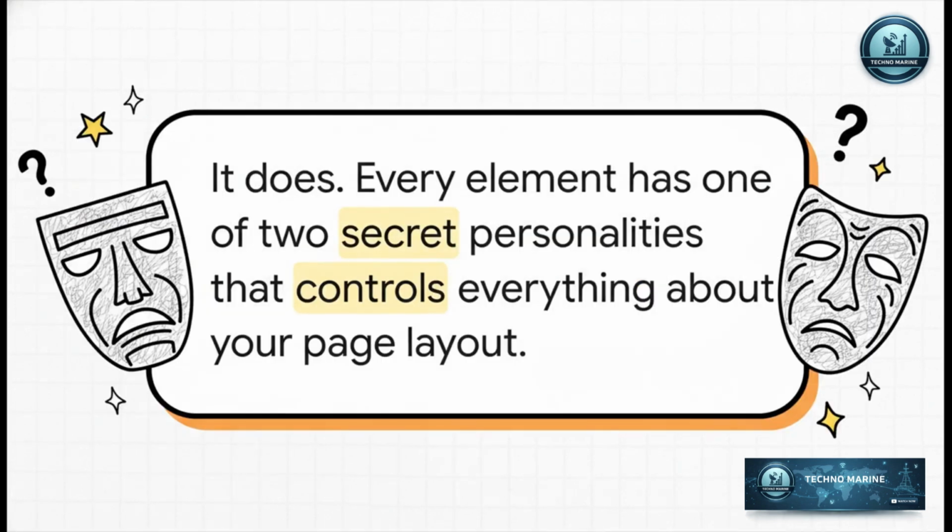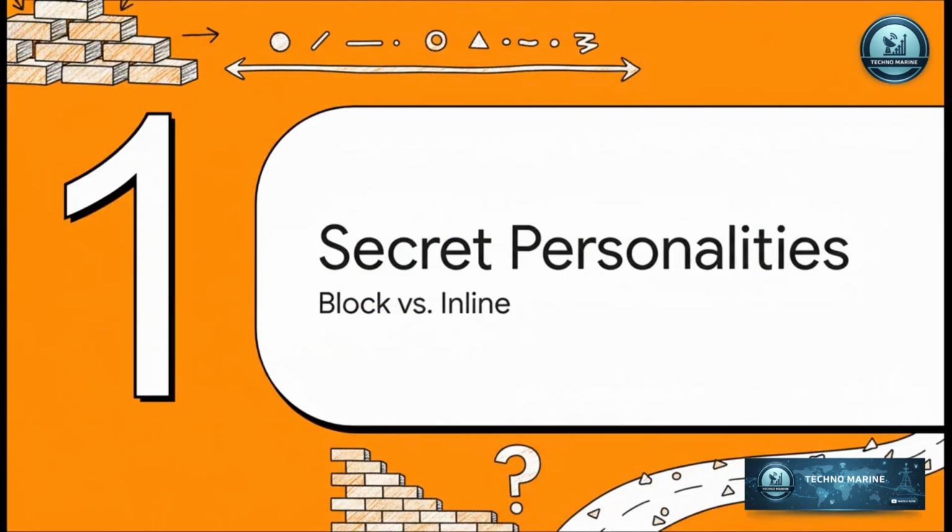Well, it turns out it does kind of have a mind of its own. Every single HTML element has one of two secret personalities. And trust me, understanding these two is the absolute key to going from messy code to clean, professional web development. Okay, let's dive in. First things first, let's solve this central mystery. Why do some elements stack and others don't?